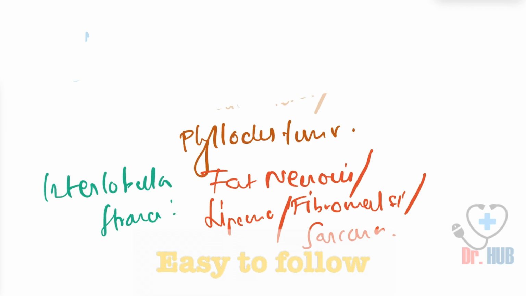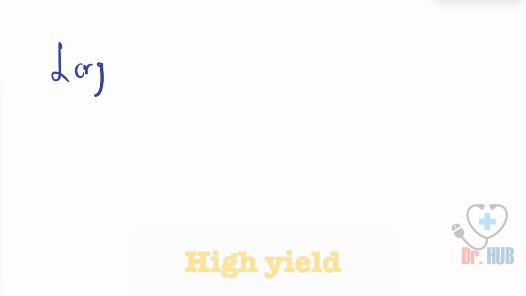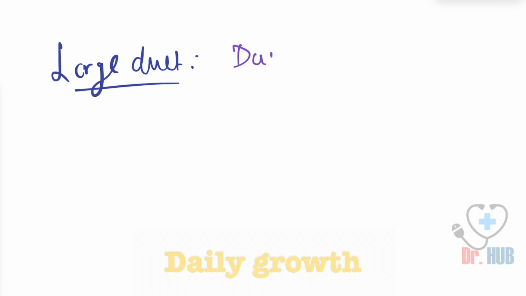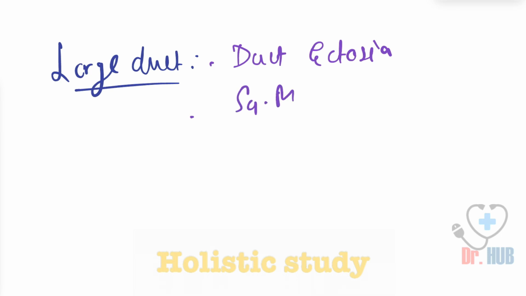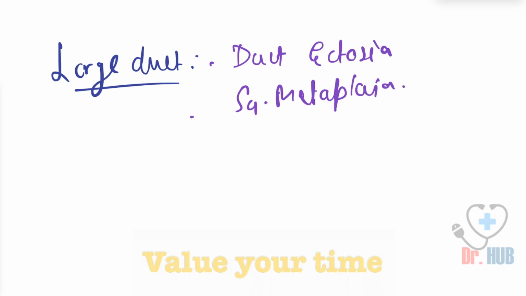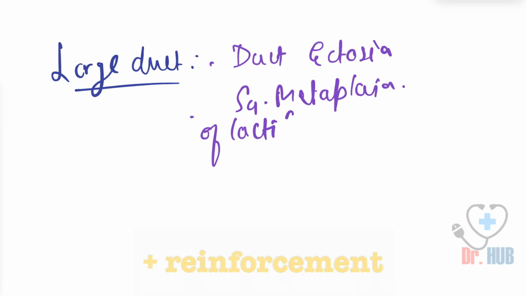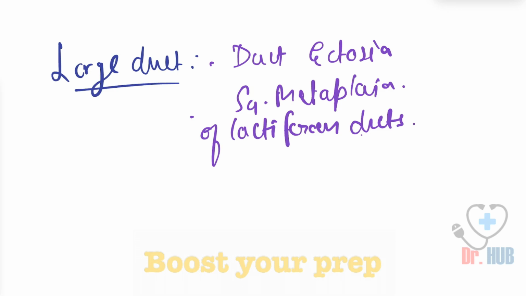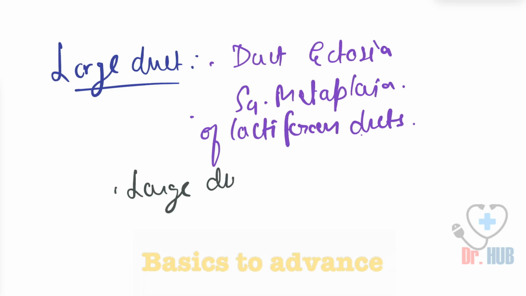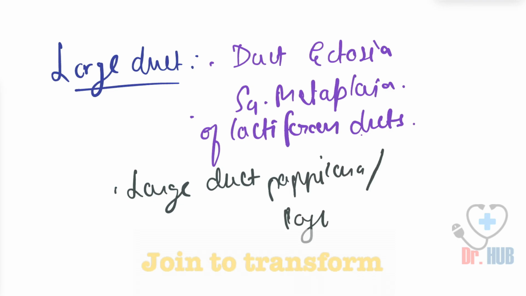Now we'll be answering our question. The question we asked was, in terms of the large duct, what are the lesions? These lesions include duct ectasia, then there is also the squamous metaplasia, and this is of the lactiferous ducts. And then comes the large duct papilloma, and there is also the presence of the Paget's disease.